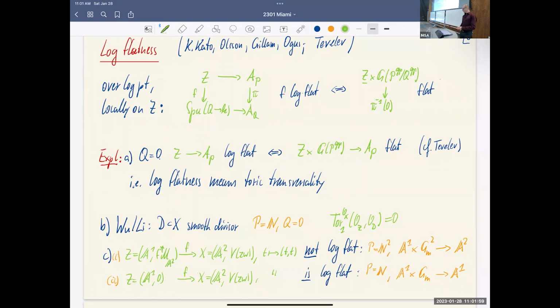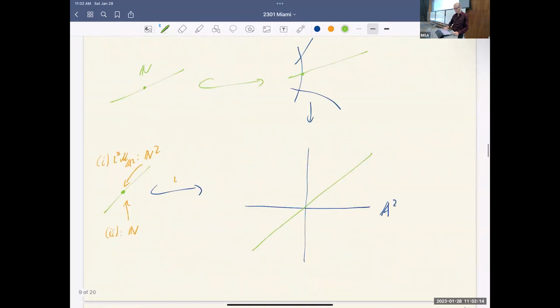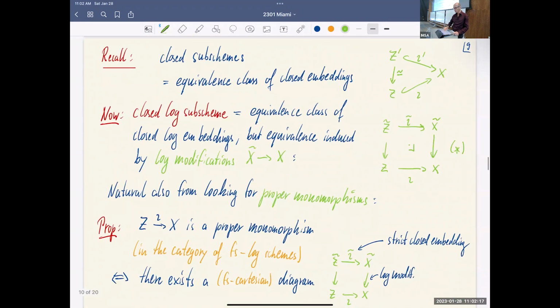So the point is now we have a class of morphisms between log schemes, and the good ones are the ones that factor over induced log structures pulled back from a log modification. Okay, so that's closed log embeddings. But then the interesting thing happens. So if you think carefully about what a closed subscheme is in algebraic geometry, it's an equivalence class of closed immersions or closed embeddings, and you identify two if they fit into a diagram like this, a congruent diagram like this.